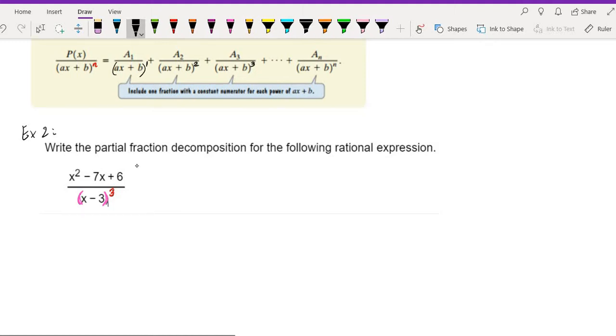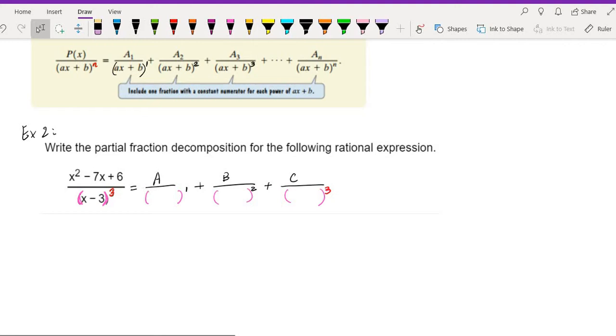Okay? So now we're going to set this up by using the formula above. We're going to write A over x minus 3, the whole parenthesis, to the first power, right? And then we're doing the same thing: B over x minus 3, the whole thing to the second power. And then we have C over x minus 3, the whole thing to the third power. Once we hit this 3, because our n in this case is 3, we're going to stop right there. Okay, that's how it works.